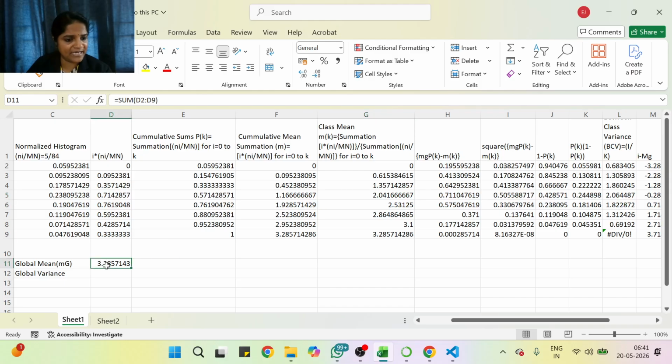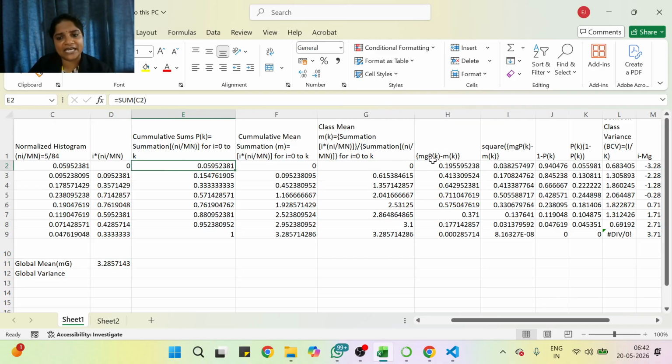I have calculated the global mean here. So what is global mean? Sum of all I into Ni by Mn is going to give me the global mean. So that global mean I am considering here. Mg into P of k. That is P of k, the cumulative sum. P of k is here. The global mean multiplied by P of k minus M of k, the class mean. Okay. That is going to be the numerator. The numerator, you have to square it. So I have squared it here.